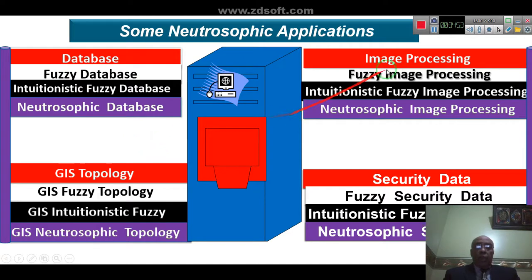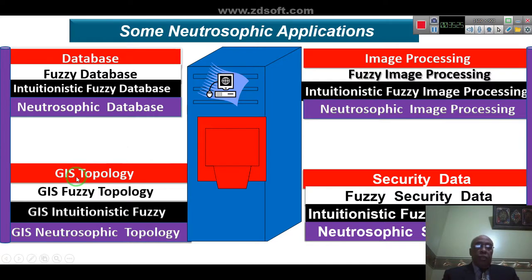Another application is image processing: fuzzy image processing, stochastic fuzzy image processing, inside the neutrosophic image processing. Neutrosophic image processing contains the stochastic fuzzy image processing and fuzzy image processing and crisp image processing.